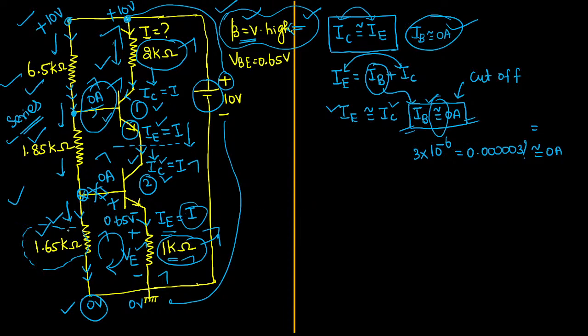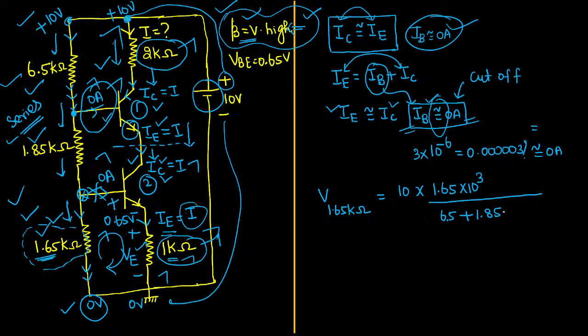Then according to the voltage division rule, if you want to know the voltage drop across this 1.65 kilo ohm resistor, it will be equal to the total supply voltage times the resistance offered by the 1.65 kilo ohm, where kilo ohm means 10 power 3, upon the overall resistance: 6.5 plus 1.85 plus 1.65, into 10 power 3. The 10 power 3 will get cancelled here.